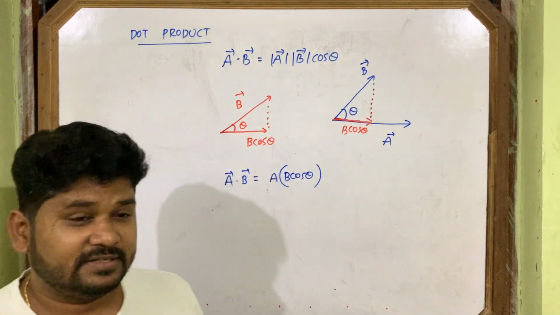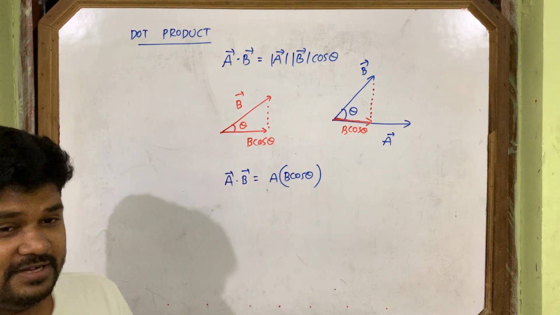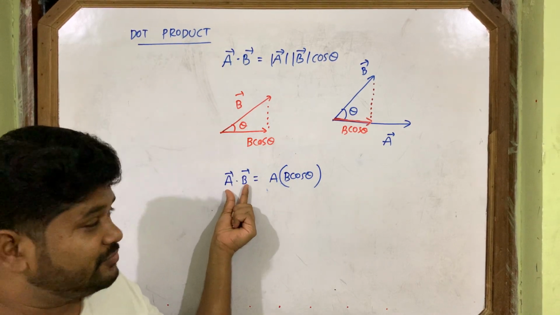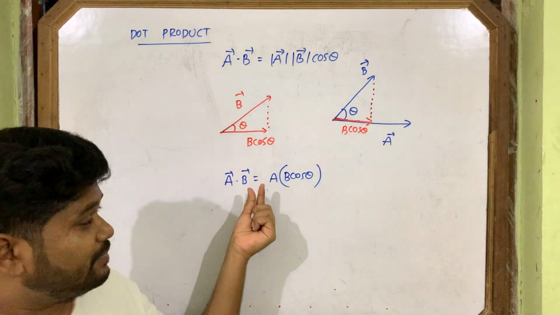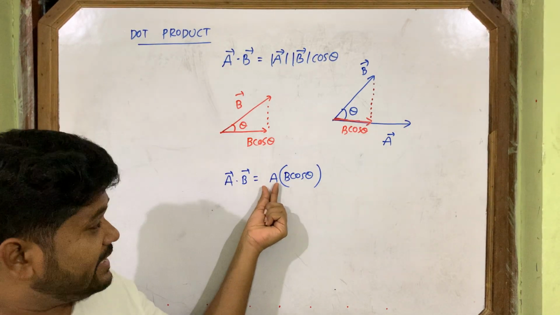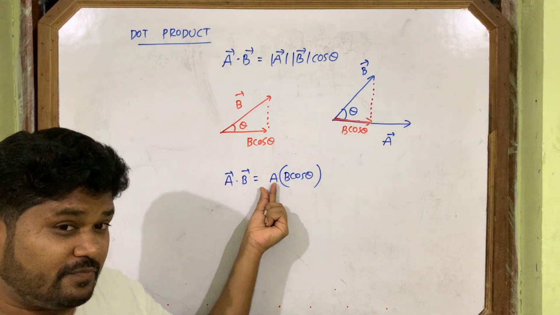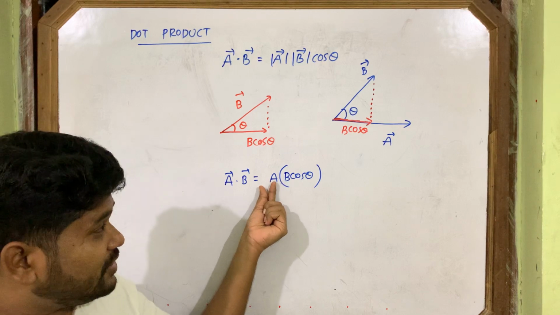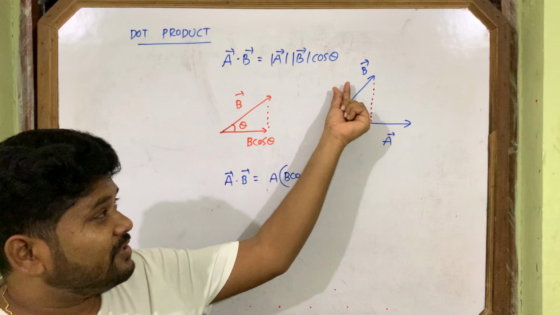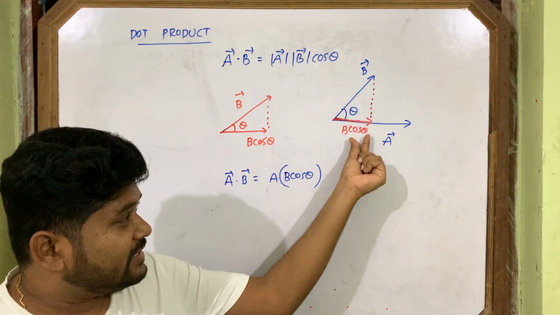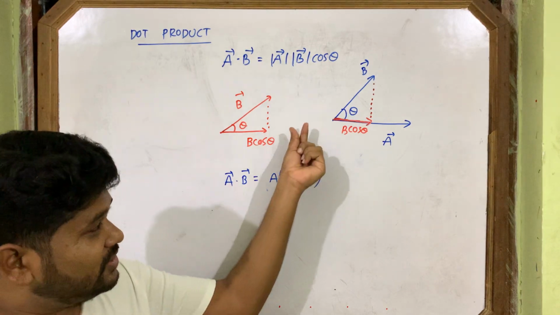What you understand? Now I am telling one sentence here, you clearly mark. The dot product of two vectors is equal to the product of the magnitude of one vector and the scalar component of the other along the first one.